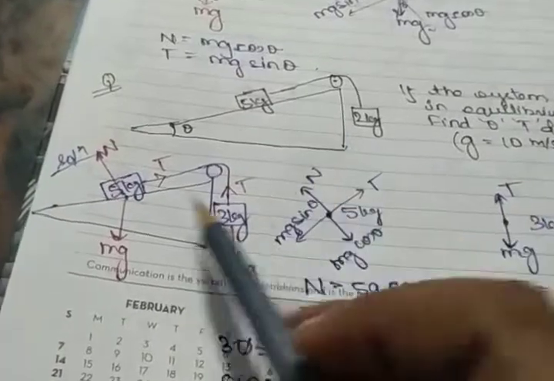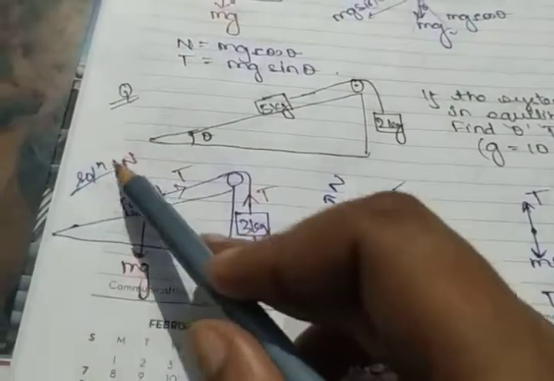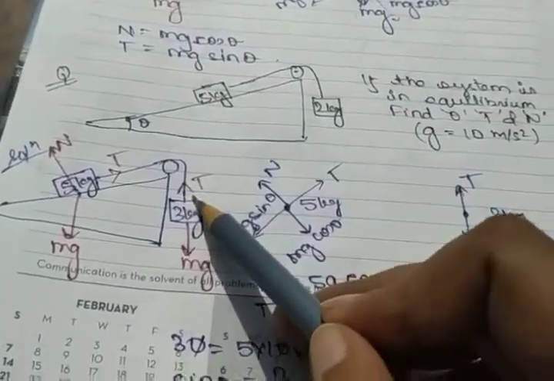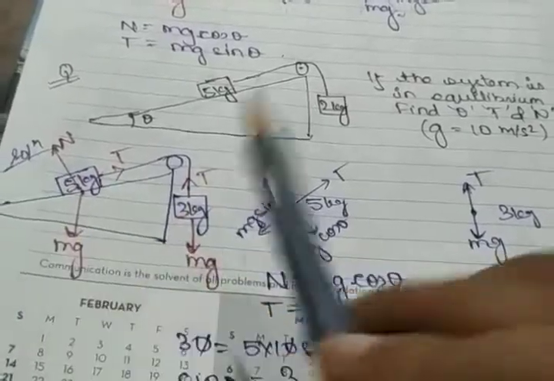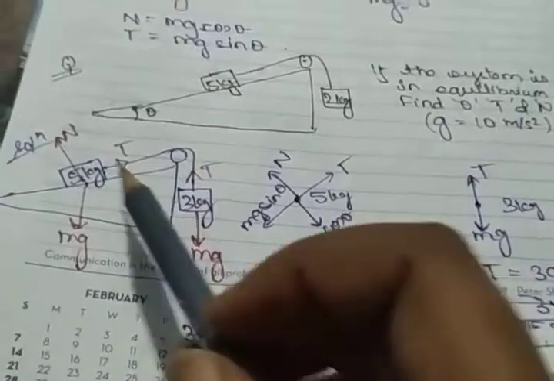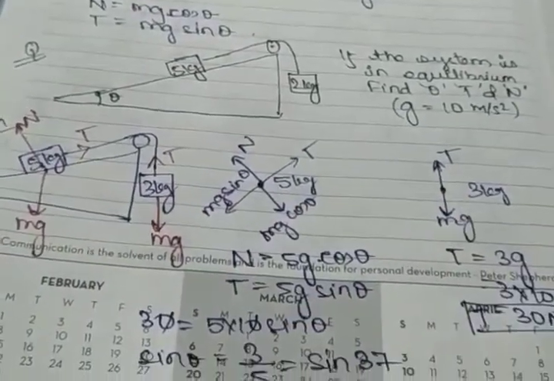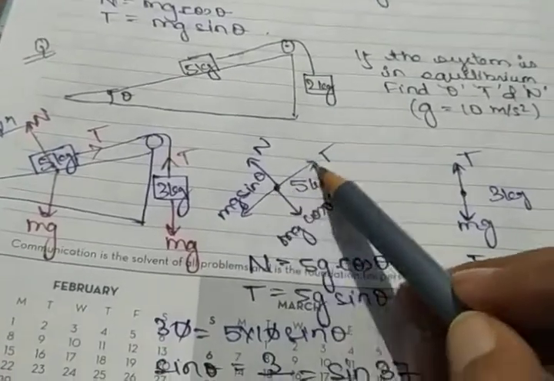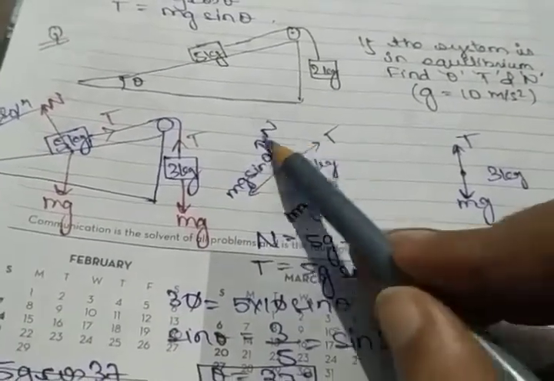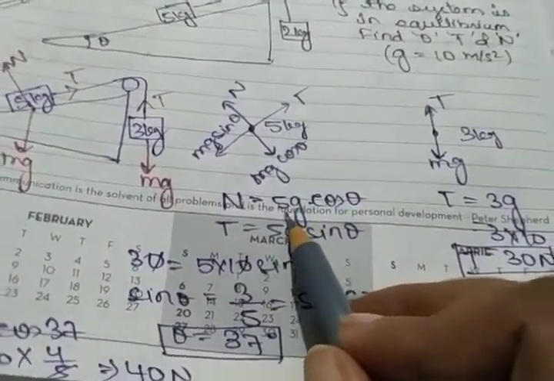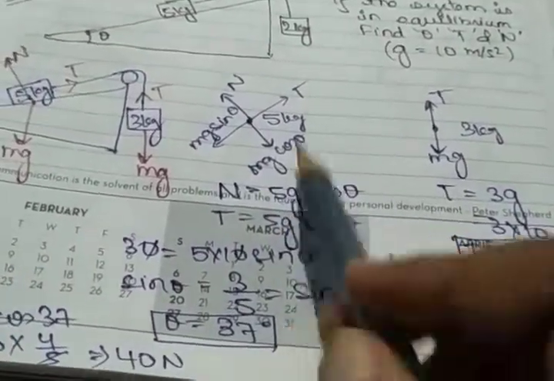Let us draw the free body diagrams. So this is mg, this is the normal reaction, this is the tension force. We just did this. Now for this one, this is mg and this is tension. We know the system is in equilibrium, meaning all the forces on this mass should be in equilibrium, and for this mass also all the forces should be in equilibrium. So here T should equal mg sin theta, and N should equal mg cos theta.